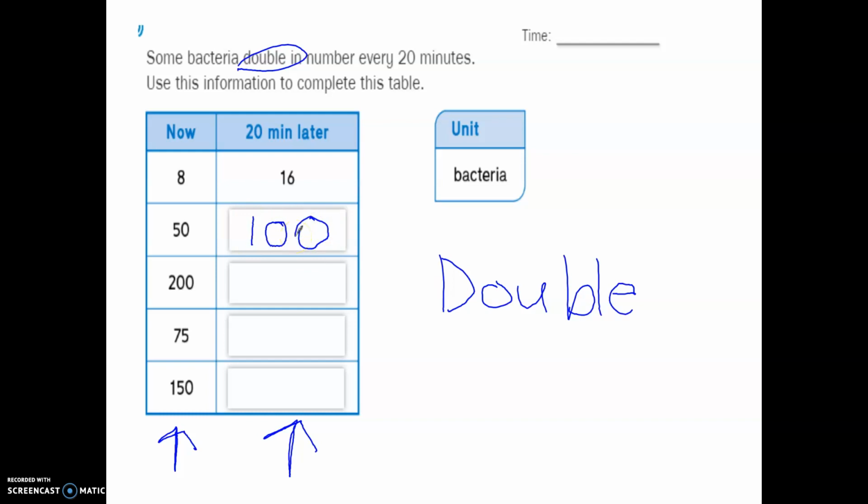200 doubled, so it's 200 plus 200, or 200 times 2, is 400. 75 doubled, 75 plus 75, or 75 times 2 is, sorry about that, 150. 150 doubled, 150 plus 150, or 150 times 2 will be 300.